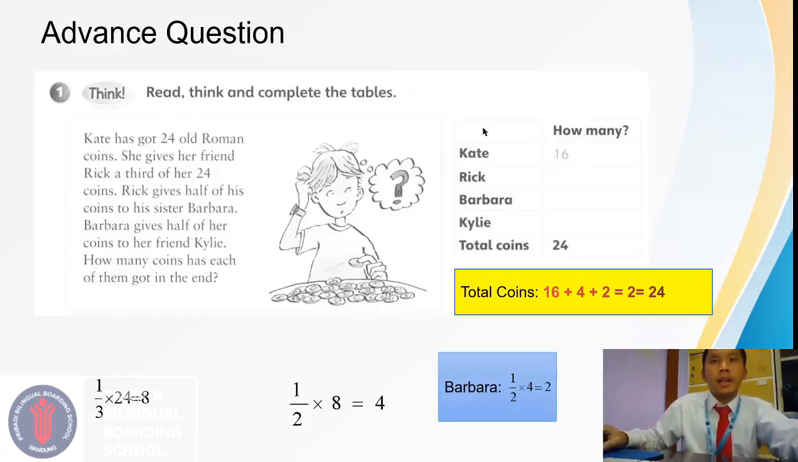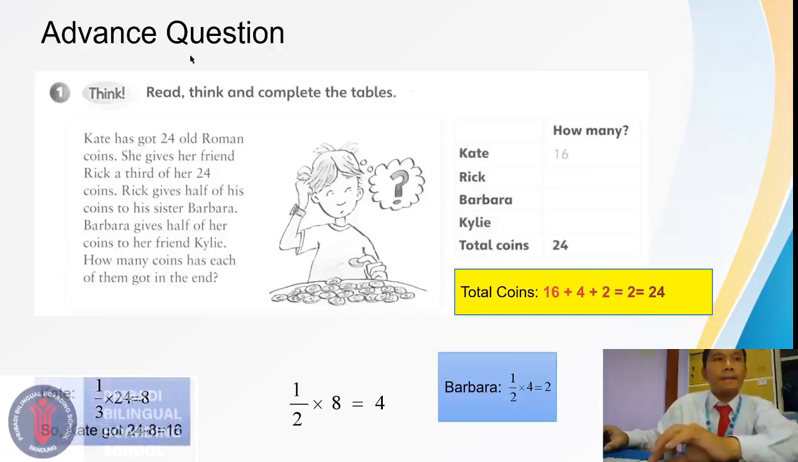So here, in this example, Kate has 16, but how do we count it? Let's see. For Kate, she has got 24 old Roman coins. She gives her friend Rick a third. A third of 24 is 8, so she gives 8 coins to Rick. So Kate has 24 minus 8, which is 16. And what about Rick?